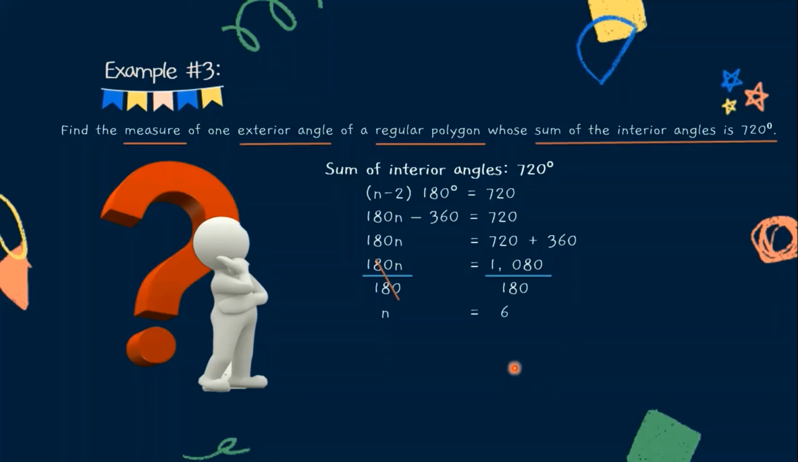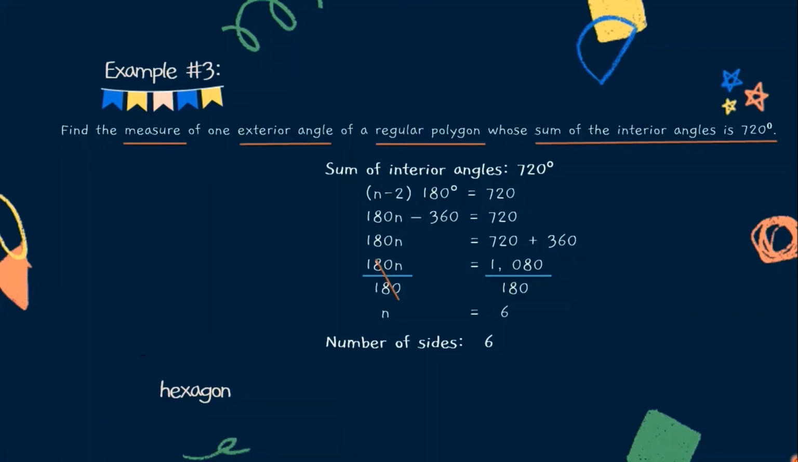Cancel natin yung 180 dahil 180 divided by 180 is equal to 1. 1n, hindi na natin kailangan isulat yung numerical coefficient na 1 dito, kaya n na lang siya as is. 6 ay nakuha natin dito. 1080 divided by 180 is equal to 6. So, kung ang ating n ay 6, therefore, the number of sides of this unknown regular polygon is 6. And the polygon with a number of sides that is 6 is a hexagon.